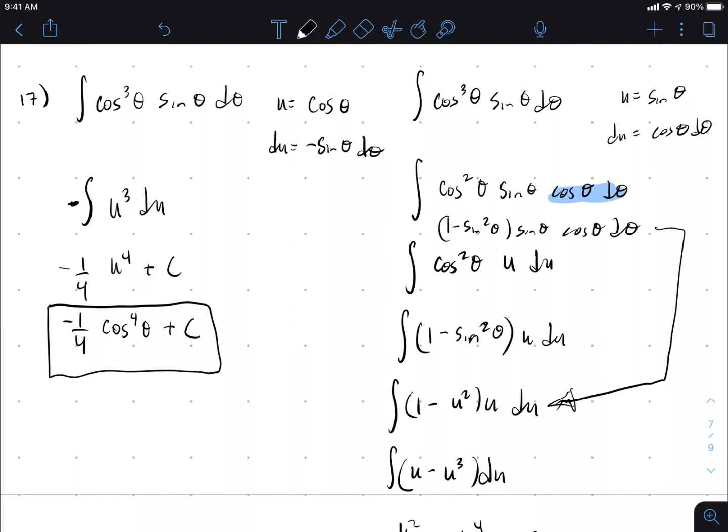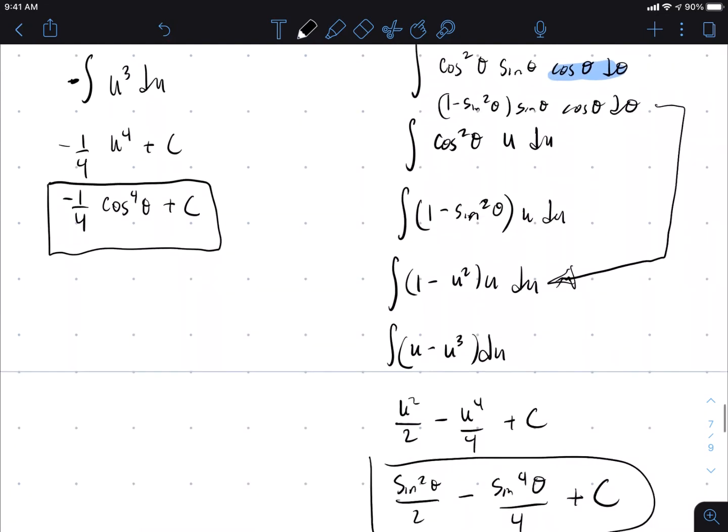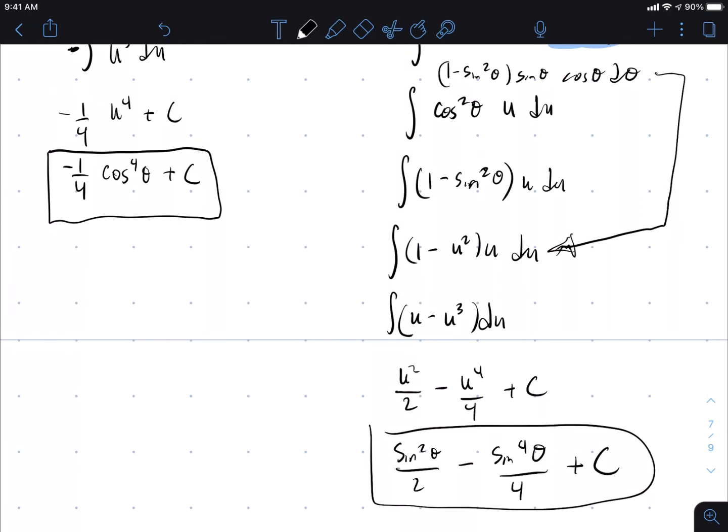Do you guys see that? But I wanted you to see, oh crap, cosine squared theta. Well, I can write cosine squared theta in terms of sine so that I could have my u-sub there. But look, the answers aren't the same, but the answer will absolutely be the same. Isn't that crazy?